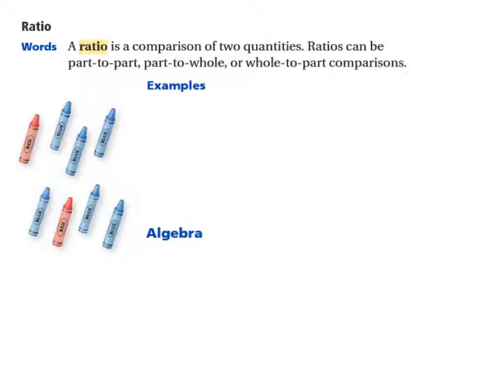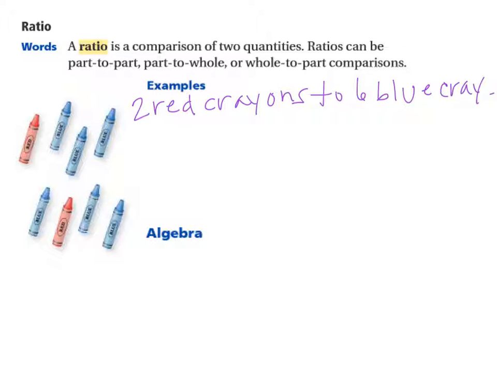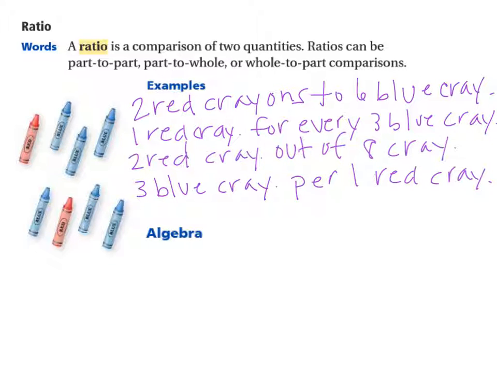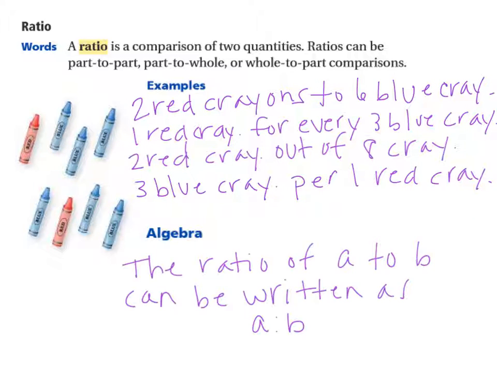If we look at the picture on the left of the crayons, there are many ratios that we can pull from this. We have 2 red crayons to 6 blue crayons. We have 1 red crayon for every 3 blue crayons. We have 2 red crayons out of 8 total crayons. We have 3 blue crayons per 1 red crayon, and many more. In algebra, we say the ratio of A to B can be written as A colon B, and this is how we'll use it a lot in this chapter.